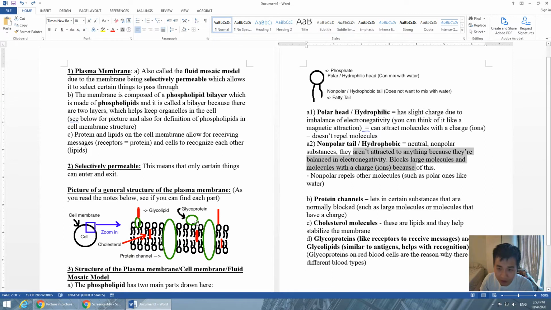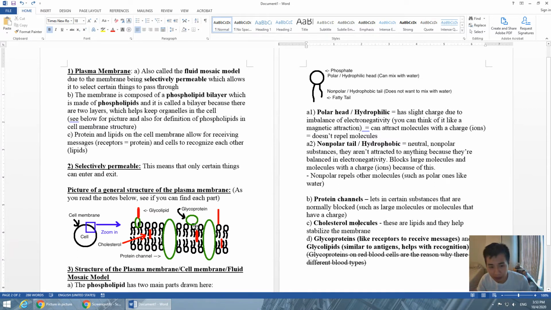Large molecules are also going to be blocked because these phospholipids are tightly packed together. Any large molecule that's trying to pass through, even if it's nonpolar, is not going to be able to pass through. And obviously anything with a charge is probably going to get blocked also because of the nonpolar tail in the middle. Now you might be wondering, how can the cell membrane let in, for example, water and other molecules that have a charge? If the nonpolar middle is blocking everything out, how does the cell membrane let things in?